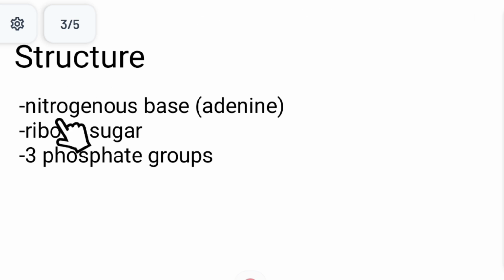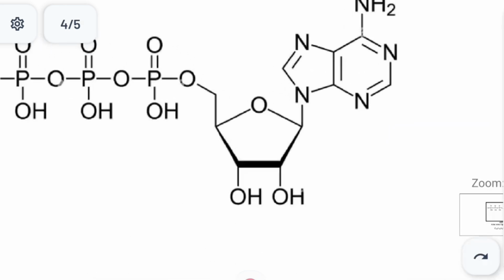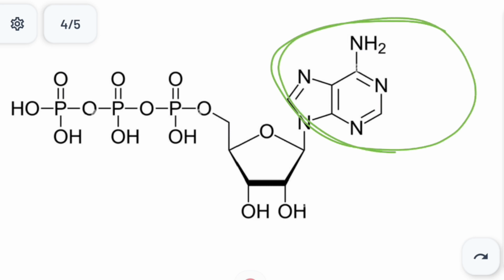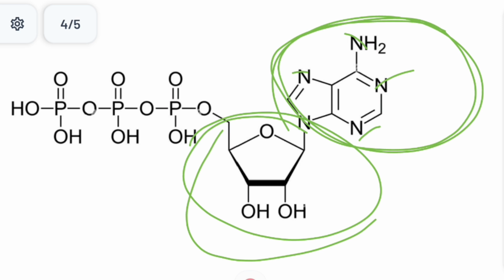We have the nitrogenous base, which is the adenine from the term adenosine, and then the ribose sugar, a pentose sugar, and then the three phosphate groups attached to the molecule. Here is the structure of that. Adenosine triphosphate again has a nitrogenous base, which is the presence of nitrogen in the carbon ring, and then a ribose sugar. You can tell that this is a ribose sugar because of the carbon ring, and this is the pentose sugar.